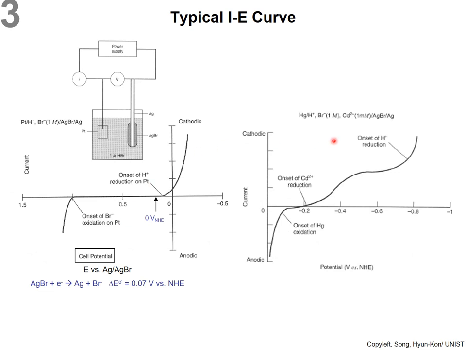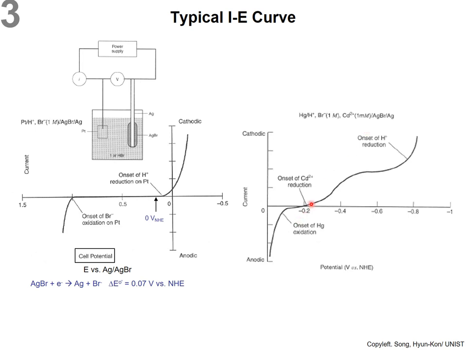Let's go to the second case. Almost the same thing, but I have replaced the platinum electrode by a mercury electrode. For the other electrode, we have the same electrode, silver bromide. And in the electrolyte, we still have proton and bromide anion at one molarity, but we have one more thing: cadmium 2 plus at 1 millimolarity.